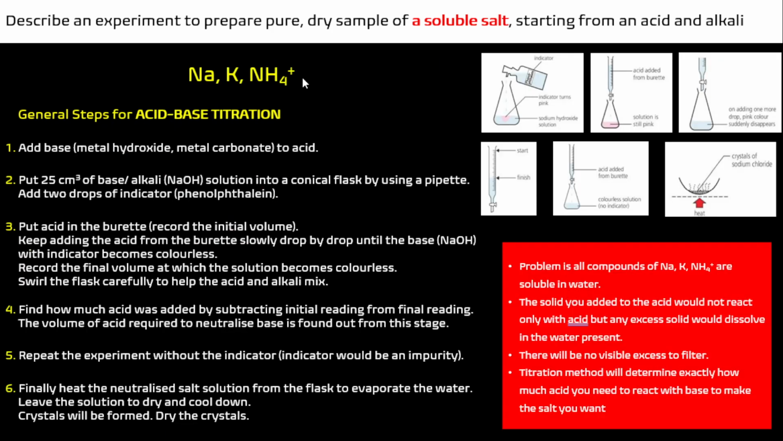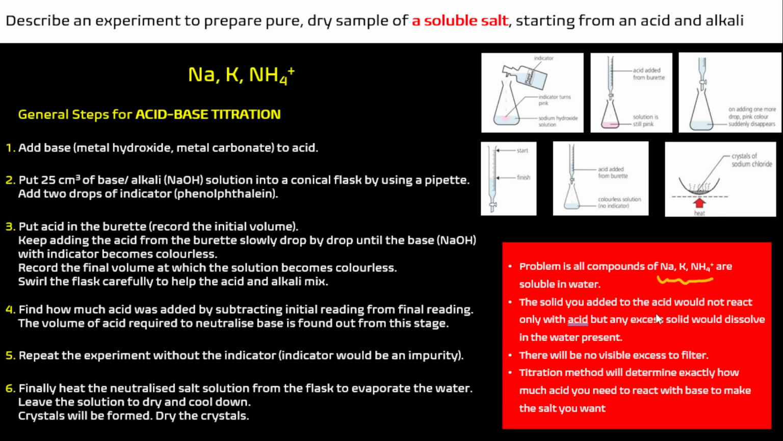So to prepare a dry sample of soluble salt, starting from acid and alkali, for sodium, potassium, and ammonium, you might think that this looks so long, but it actually is not. We are simply going to do acid-base titration, but I would like to first talk about why we need to do titration, because the problem here is that all compounds of sodium, potassium, and ammonium are soluble in water.